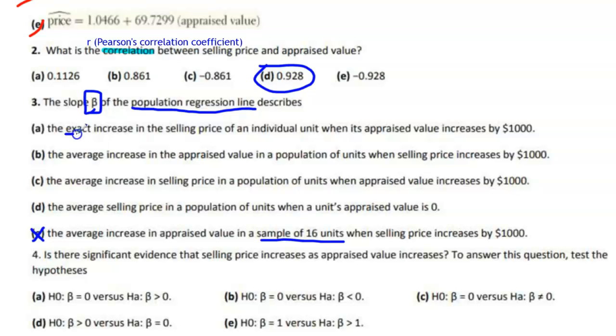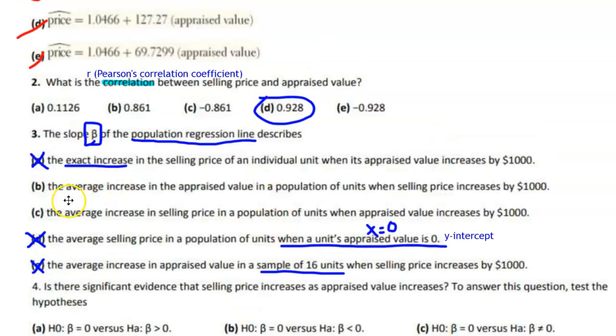This one talks about an exact increase of an individual unit. First of all, in statistics, we never want to hang our hat on something that's exact. Most of the time we try to use weasel words like approximately or roughly or average. Individual unit, that's not what we're talking about either, so let's cut that one off right away. B, C, and D are our possible answers. And notice that D talks about when a unit's appraised value is 0, in other words, when X is equal to 0. That sounds to me like I'm identifying the y-intercept, not the slope. So I can cut that one off as well. Now it's a choice between B and C.